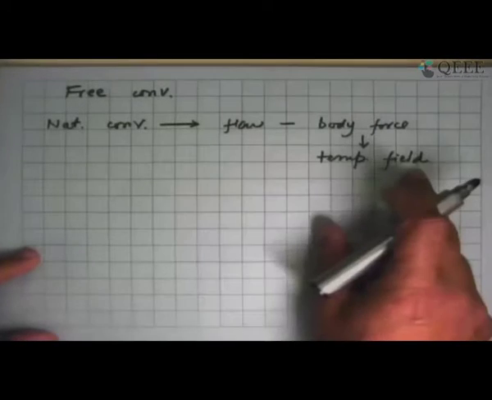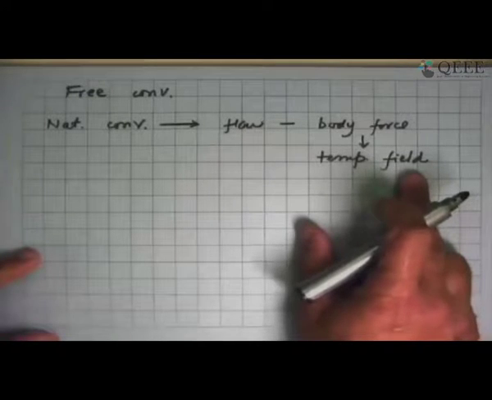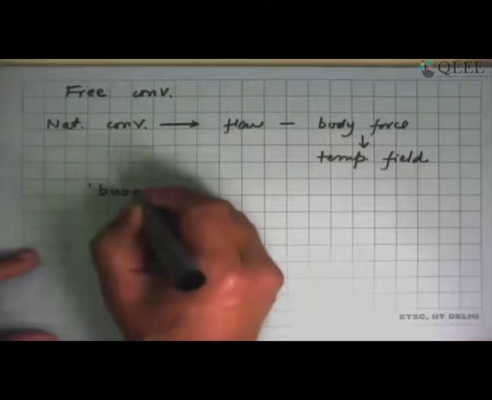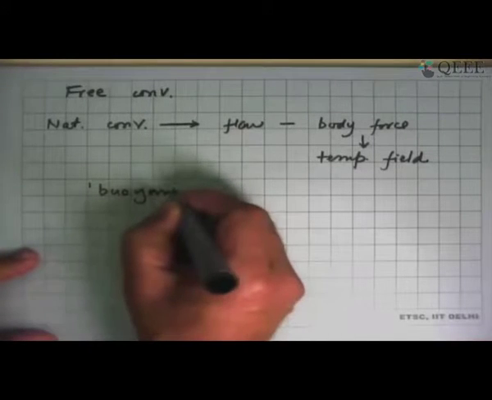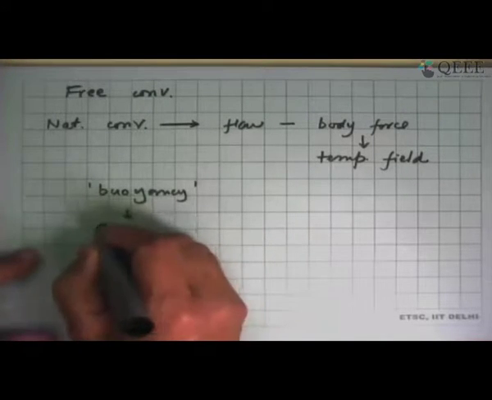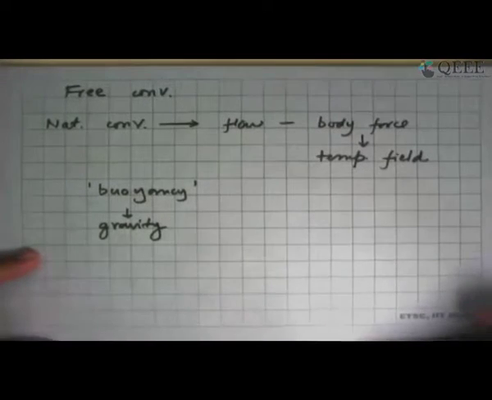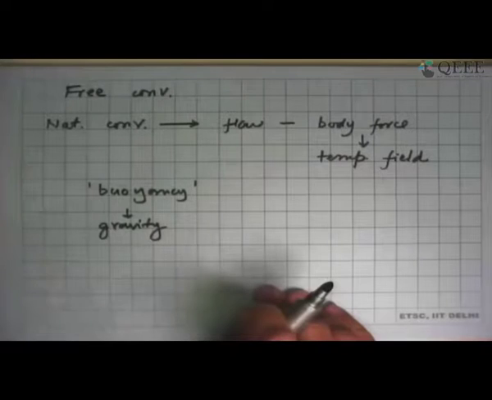So how can we get body forces? One is what we have seen, buoyancy, and this is caused by a force field which is gravity. If gravity were not there, there would be no buoyancy force and natural convection would not happen. And that is the situation in, say, things like the International Space Station or something in orbit.